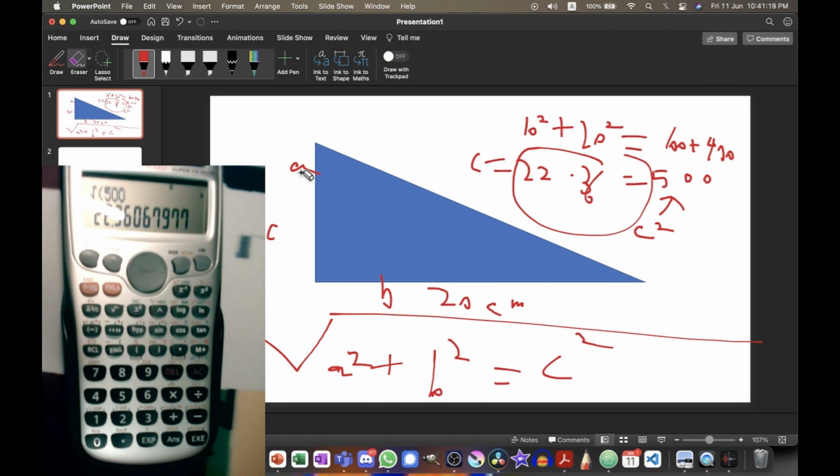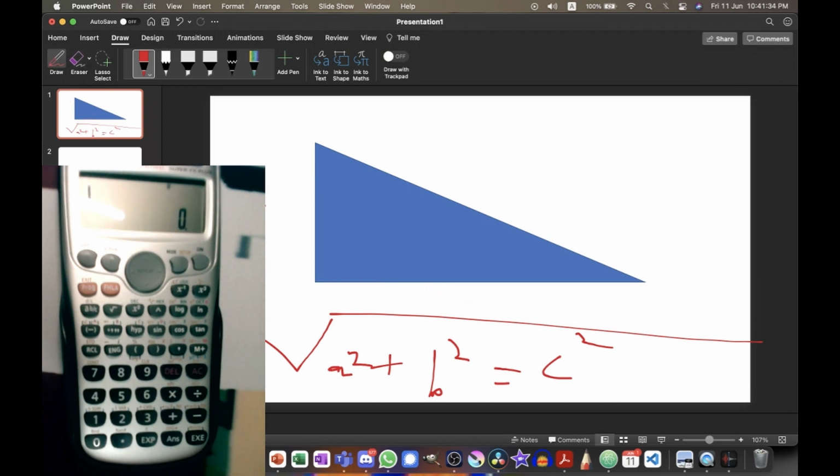Alright, let's do another example. Right, so let's pretend this one is like 5 cm. This one is 9 cm. And a is 5, right? A, B, C. 5 squared plus 9 squared equals, so 5 times 5 equals 25, plus 9 times 9 equals 81.